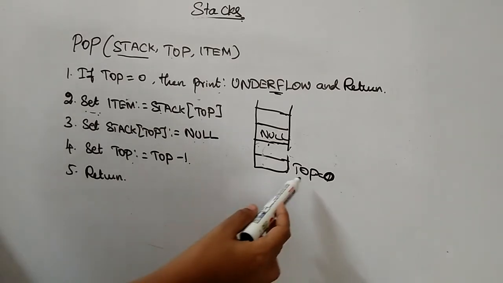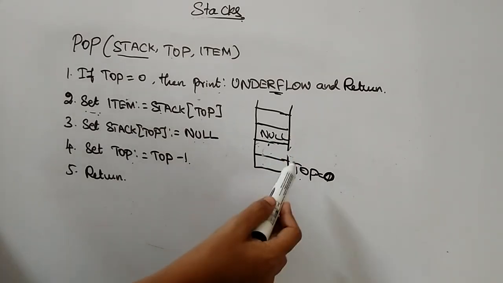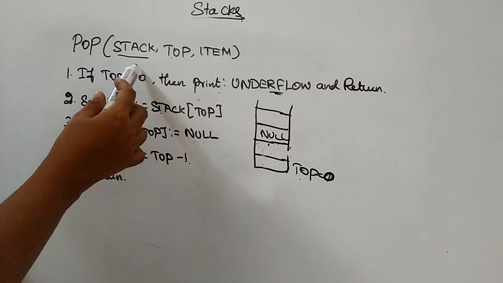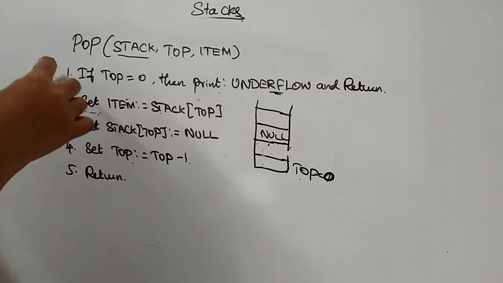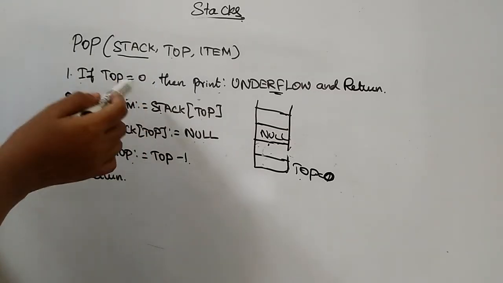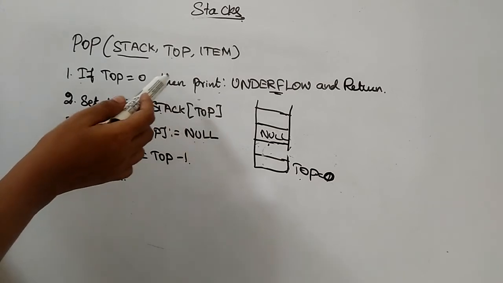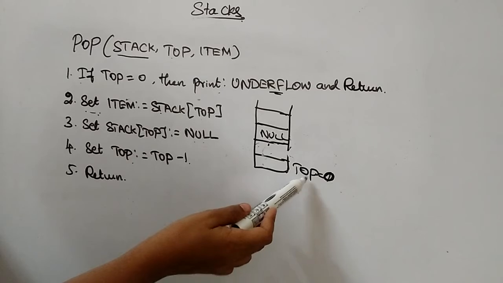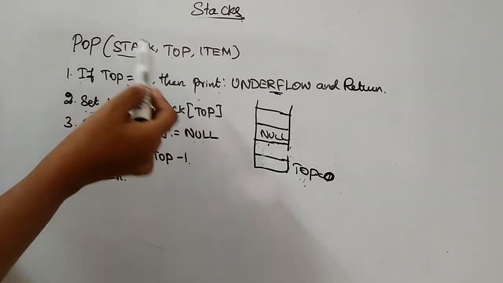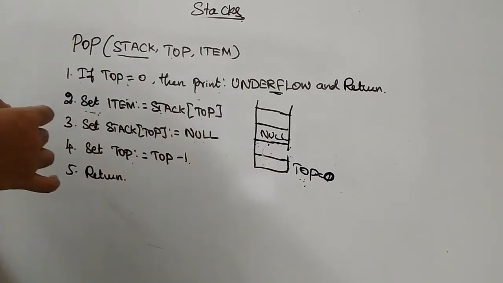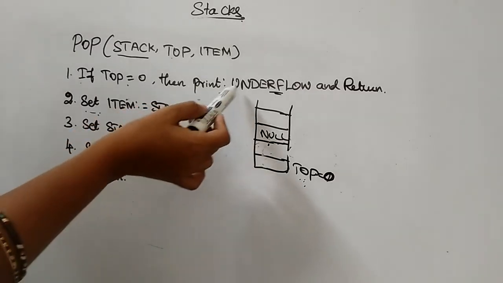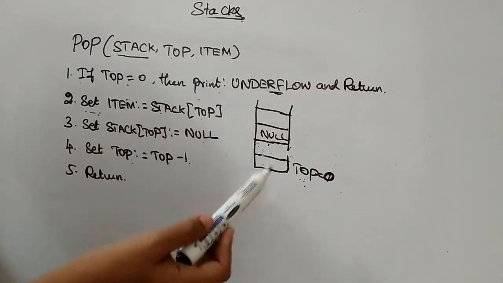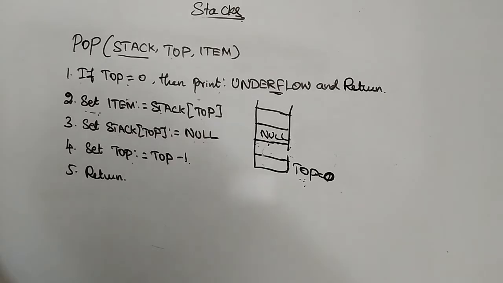So after this, if I am going to call pop again, it will check for the condition whether top is equal to 0 or not. Of course, in this situation the top value is equal to 0. We couldn't pop out an element from the empty stack. That's why here we can print the message underflow and we can return.